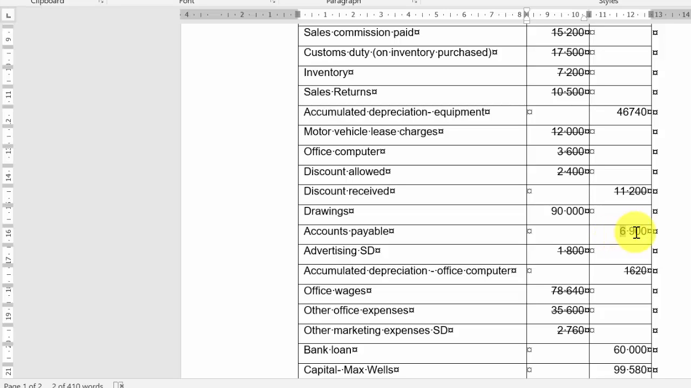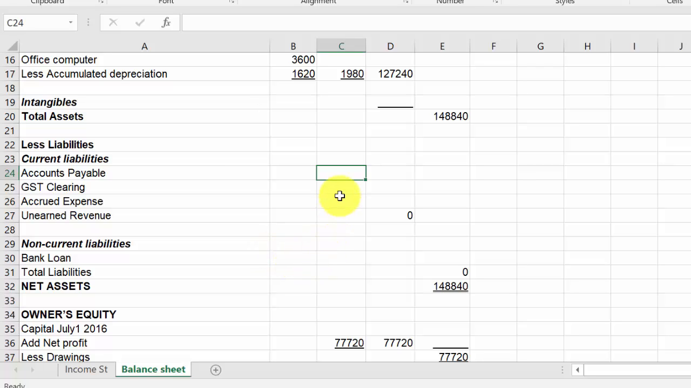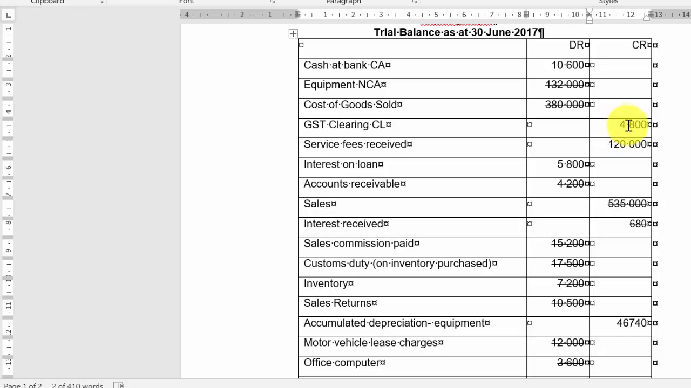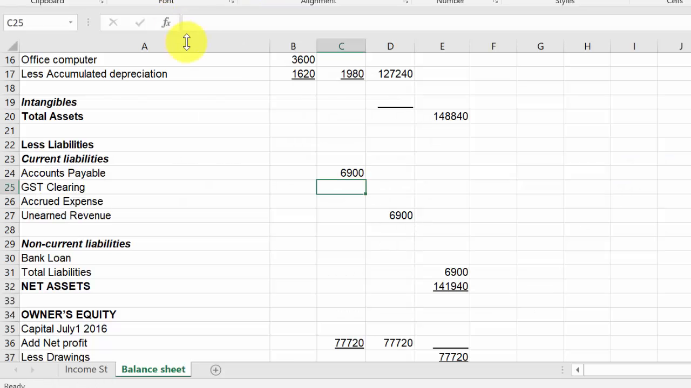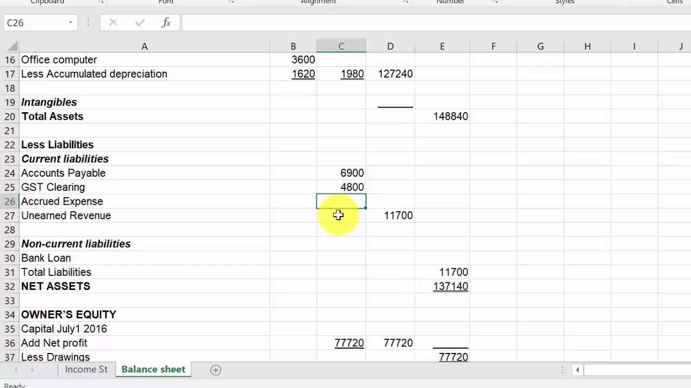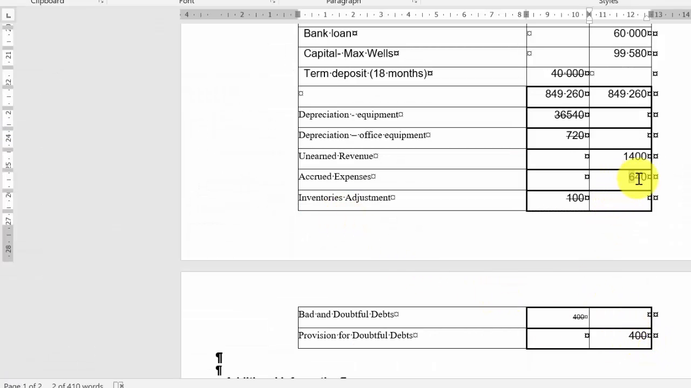So now I've got to start putting in my current liabilities. And they're obviously going to be on the credit side. So let me just tick that one, 69. My GST clearing, that's up here somewhere, $4,800. I had an accrued expense and unearned revenue, which is down the bottom of my trial balance, $640 and $1,400. Okay, that's adding up nicely. Let me just tick those off.